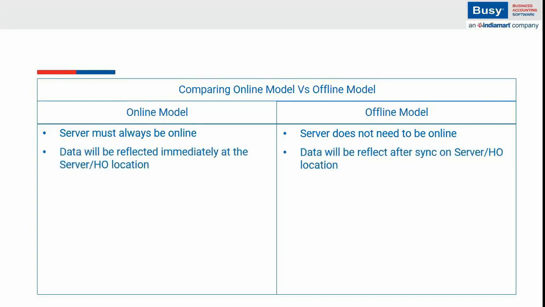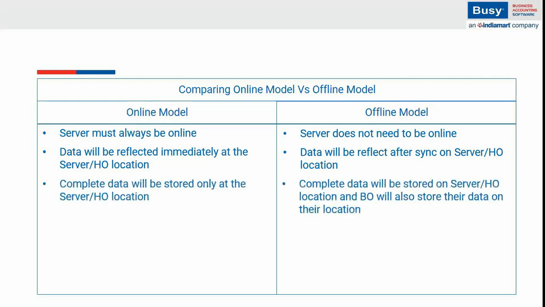Number two, data will be reflected immediately at the server and HO location. And in the offline model, data will be reflected after syncing on the server HO location. So this is the second comparison. Data will be reflected immediately at the server location in the online model, because the data is real time, and in the offline model it is sync based, and the data will be reflected some time after syncing.